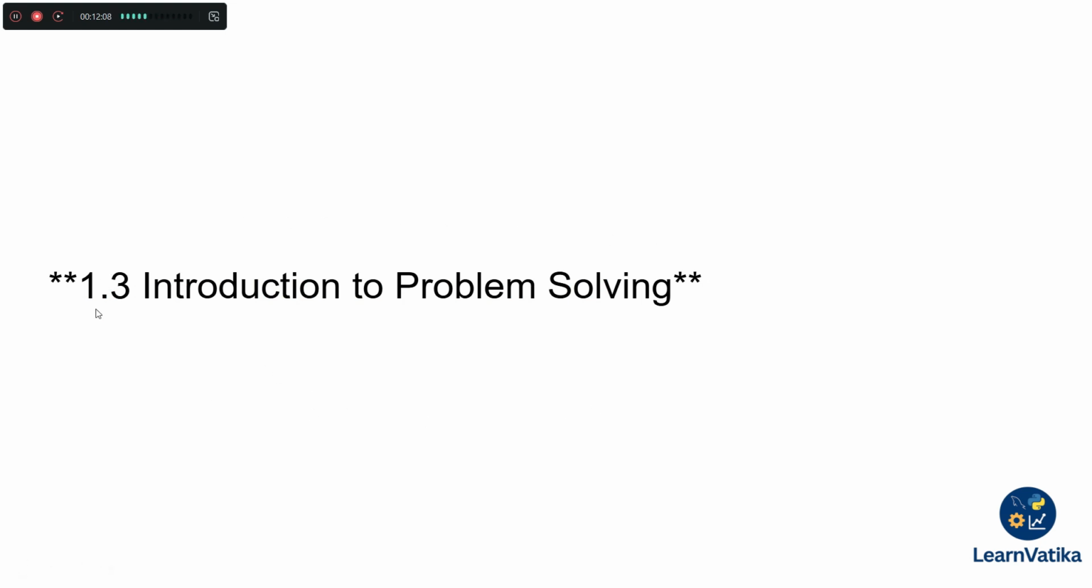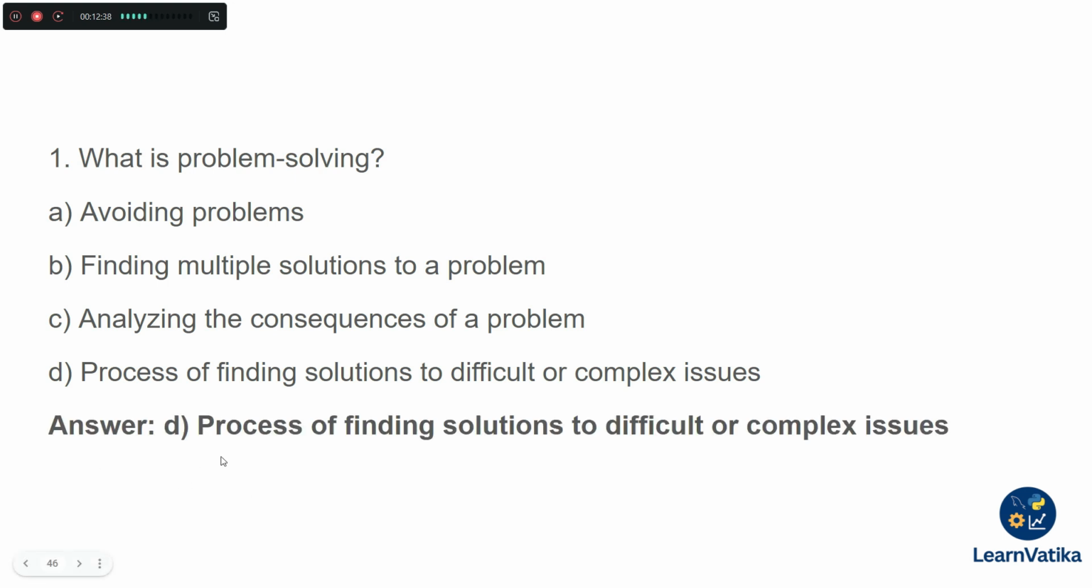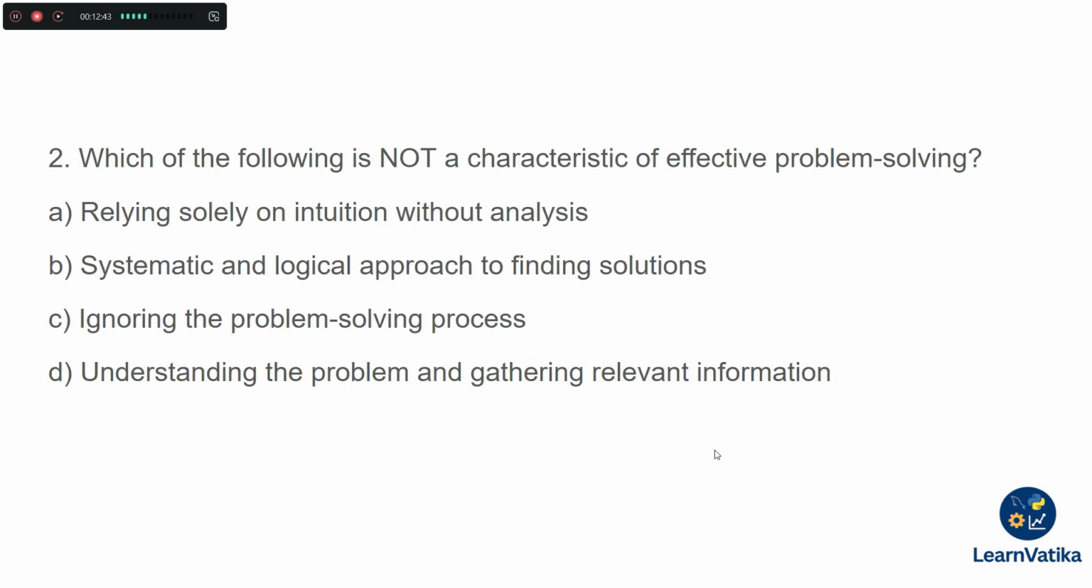Let's move to the next unit, introduction to problem solving. Question 1. What is problem solving? Option A, avoid the problems. Option B, finding multiple solutions of the problem. Option C, analyzing the consequences of the problem. Option D, process of finding the solution to difficult or complex issues. Answer is option D, process of finding the solutions to difficult or complex issues.